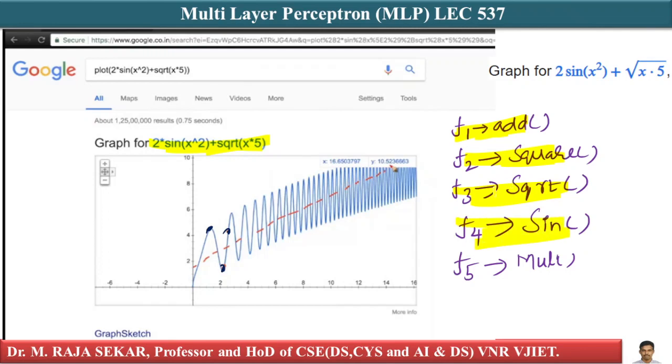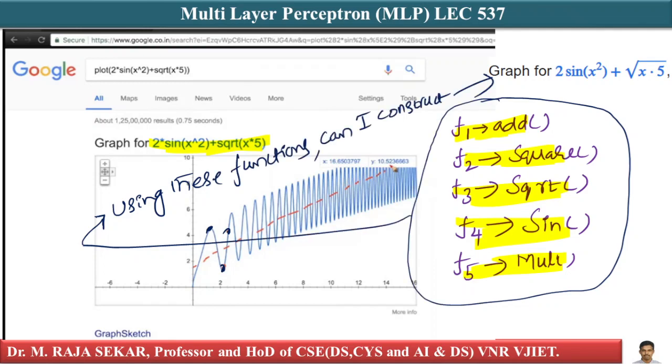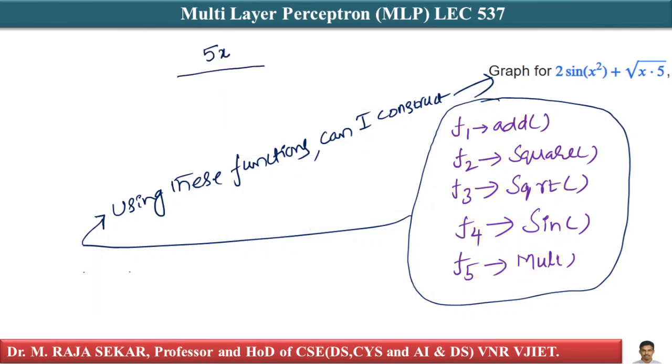Let's say my function f5 is a multiplication function. Now, using these functions, this point is important, can I construct this function capital F of x equal to 2 sin x square plus square root of 5x? Can I construct the larger function? Let's see how to do it. Imagine I have x as an input. 5 is also an input.